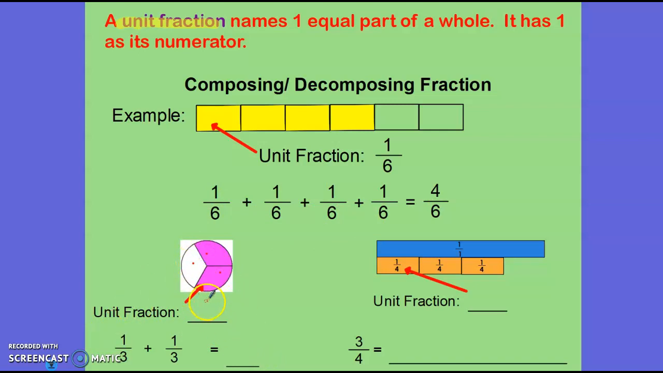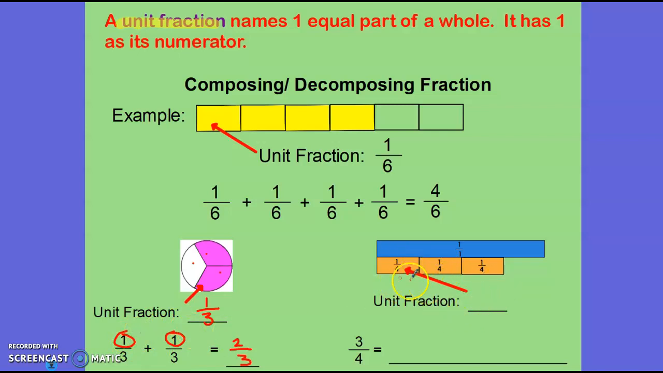3 equal parts. So I know my denominator is 3. And I know unit means 1, so my unit fraction should be 1/3. And in order to compose this shaded part, we have 1/3 plus 1/3, and therefore the answer is 2/3. You are only adding these two numbers. Do not add your denominator.